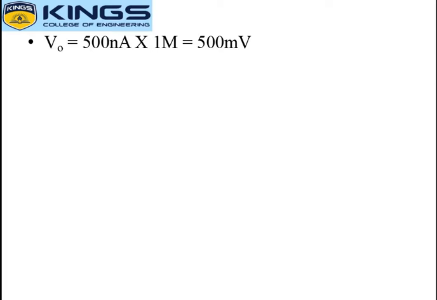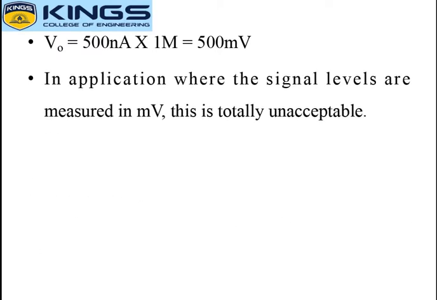If input voltage VI is set to 0 volt, the output voltage V0 should also be 0 volt. For a 741 op-amp with 1 mega ohm feedback resistor, the V0 is 500 nanoamps into 1 mega ohm, equal to 500 millivolt. The output is driven to 500 millivolt for zero input because of the bias current. In applications where signal levels are measured in millivolt, this is totally unacceptable.